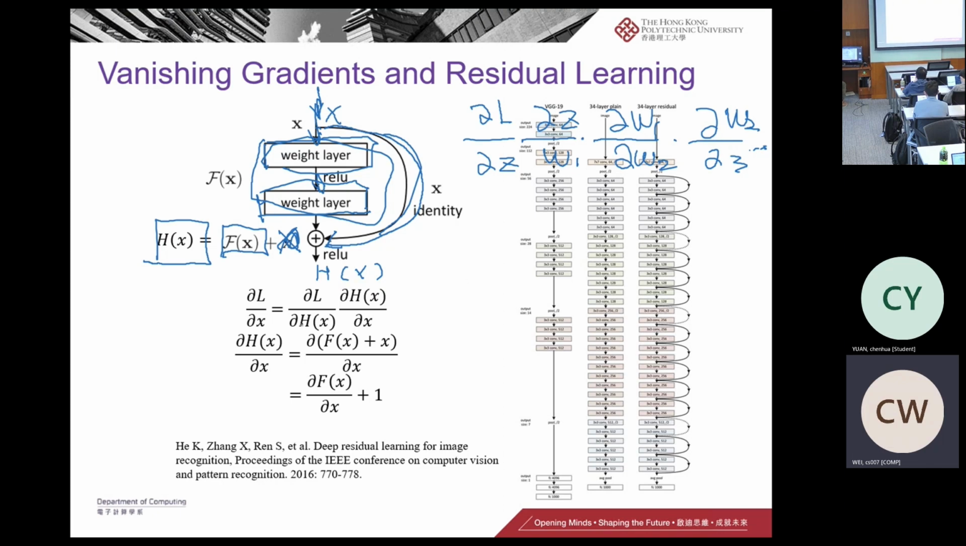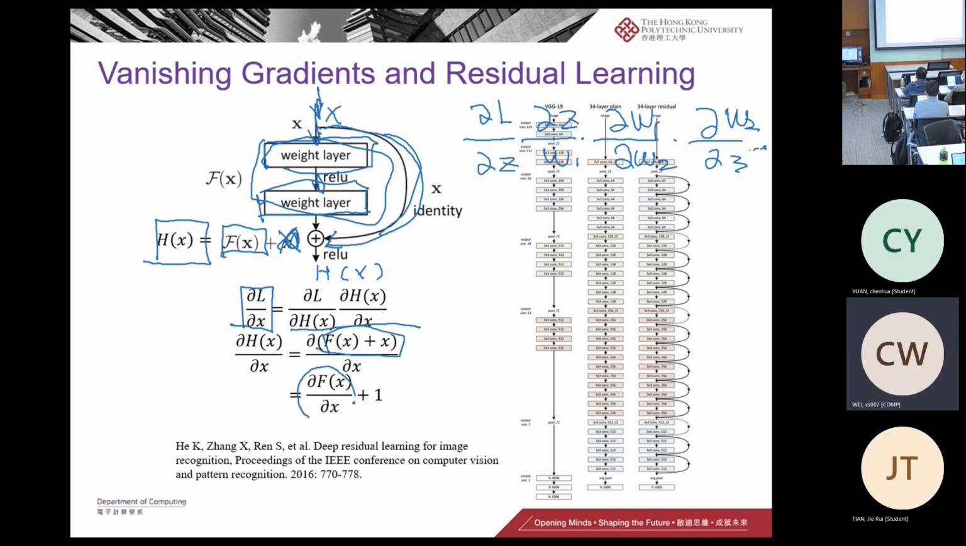However, by adding this part, you will see in the chain rule, when we're calculating the gradient of L over x, it's going to be this, right? Because H(x) now equals F(x) plus x. So when you're calculating the gradients, you're going to have this number plus 1 here, because the gradient of x over x is 1, right?